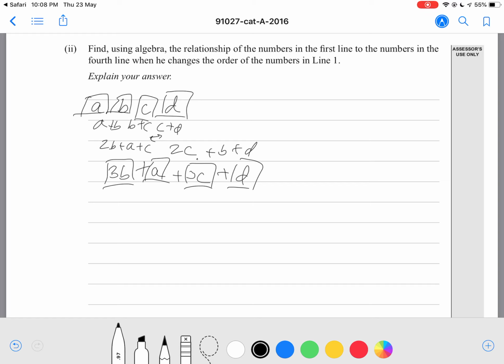So basically it will only change if we change the numbers in the middle, okay? So if we change an outer number for a middle number, so we switch the middle number and the outer number, we'll get a different answer.